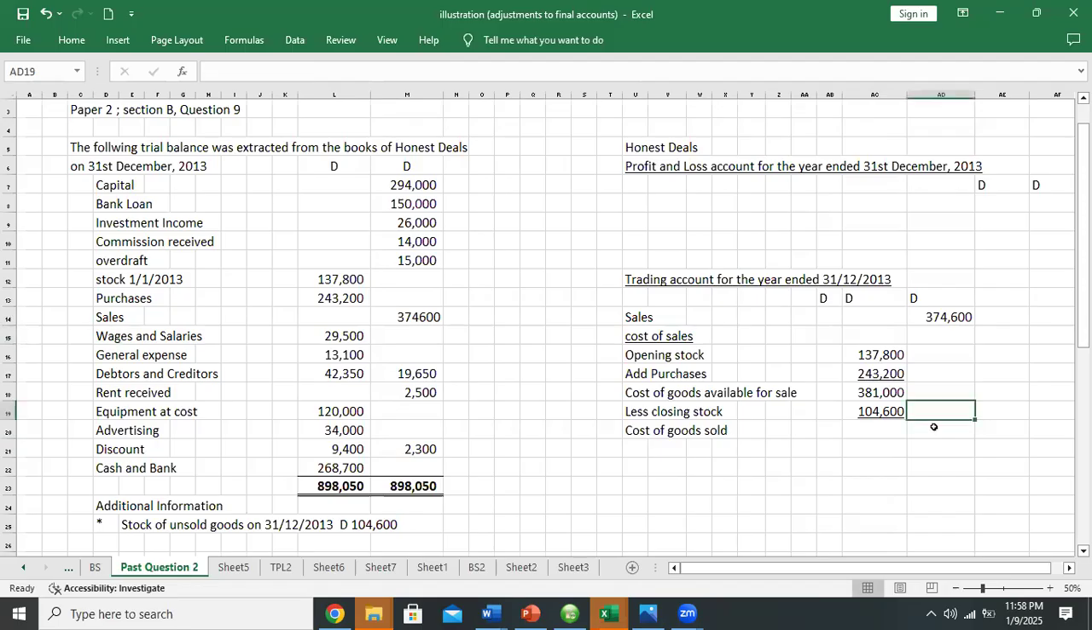Okay, so our cost of goods sold will be the cost of sales. So this minus the closing stock. That is that. So we less to get, and I think we'll get a gross profit. So we have a gross profit of 98,200. So now that we have our gross profit, we can go on to prepare our profit and loss account.